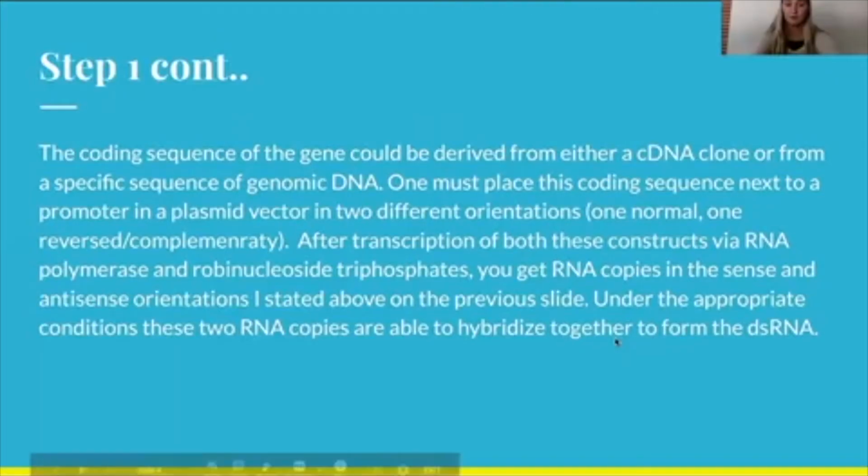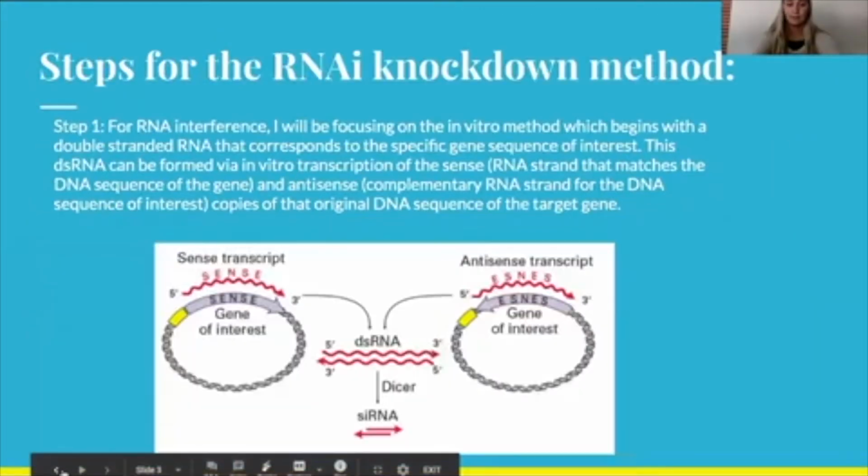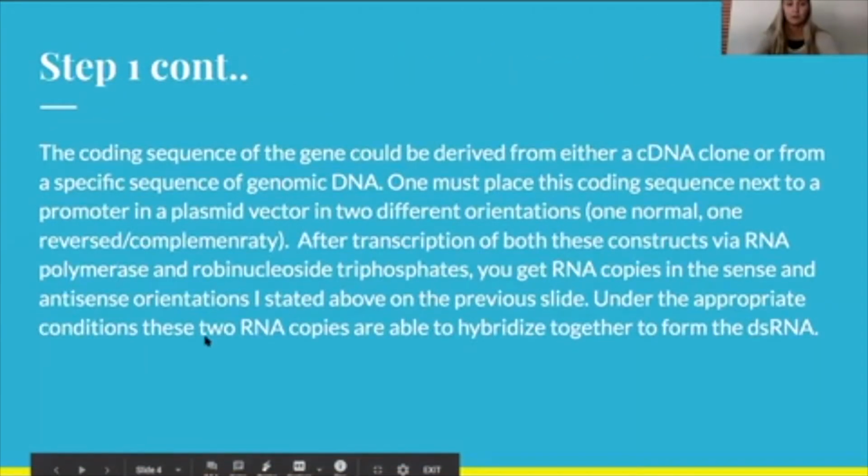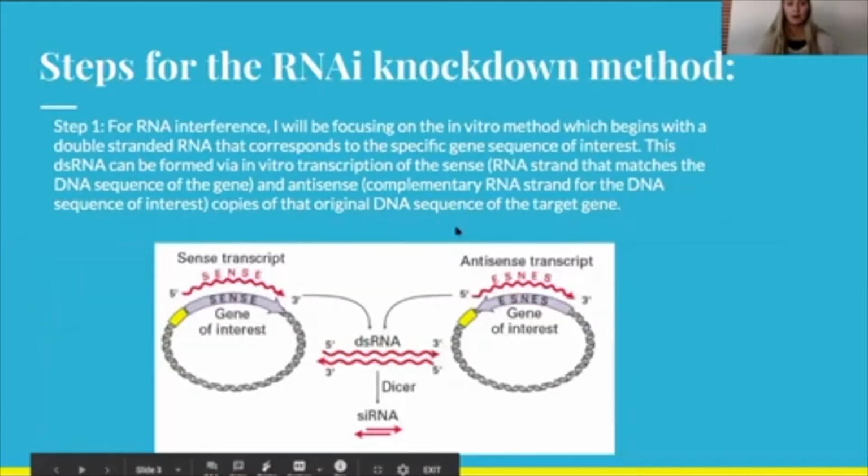Hi, I'll be presenting a walkthrough of the method for RNAi knockdown. I broke it up into a few different parts to make it more simple. So for part 1, for RNA interference, I'll be focusing on the in vitro method, which begins with a double-stranded RNA that corresponds to the specific gene sequence of interest.